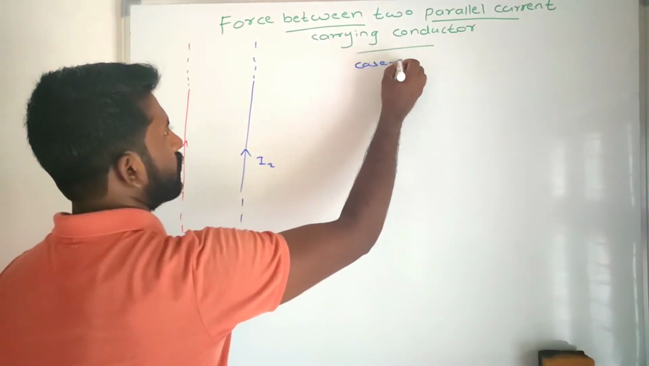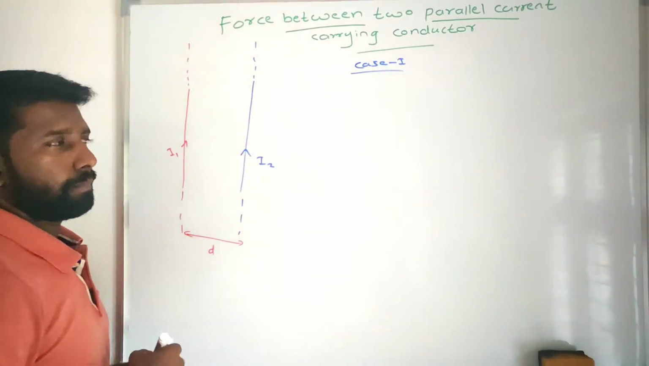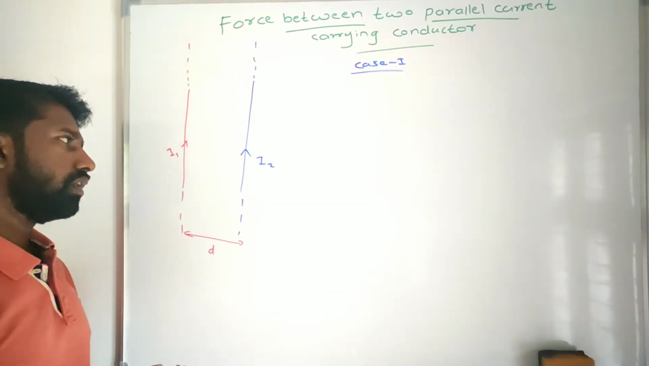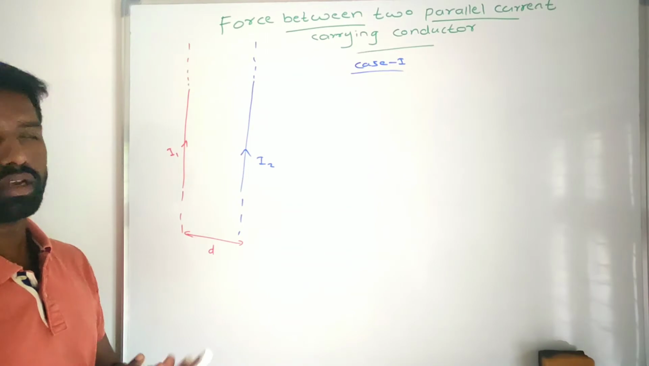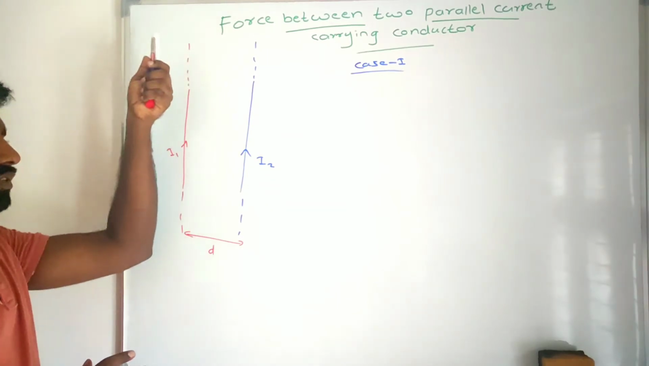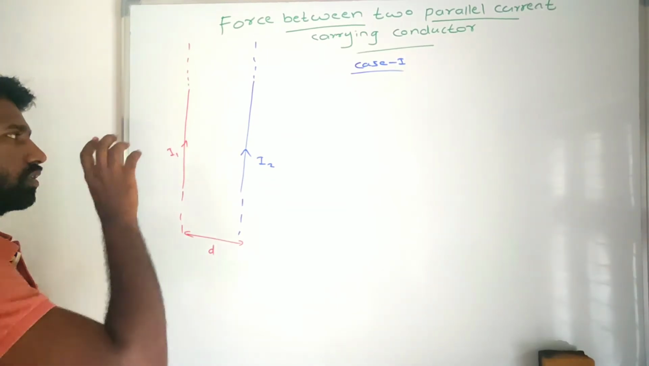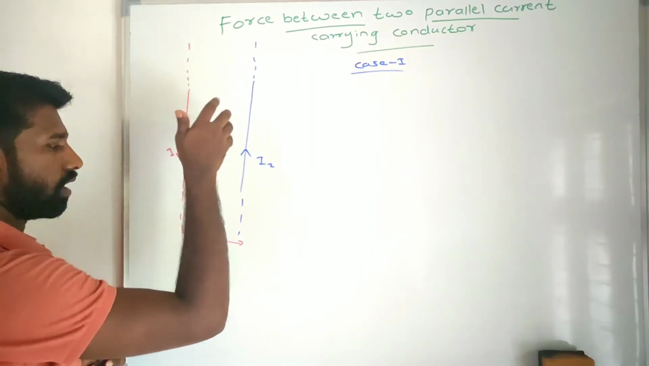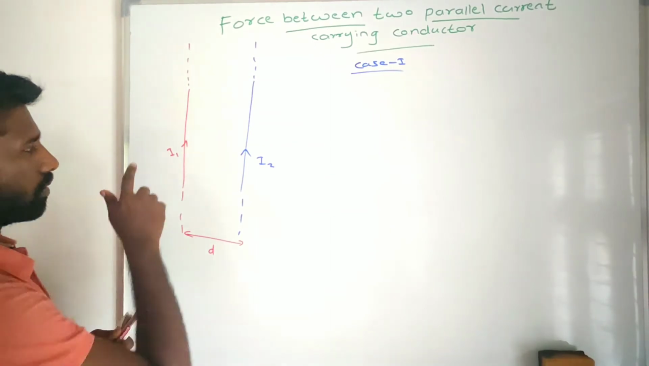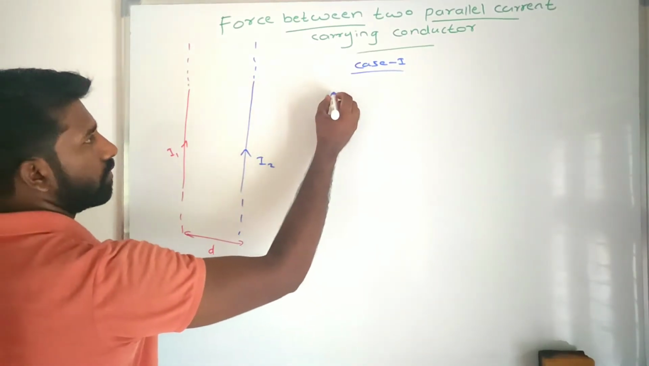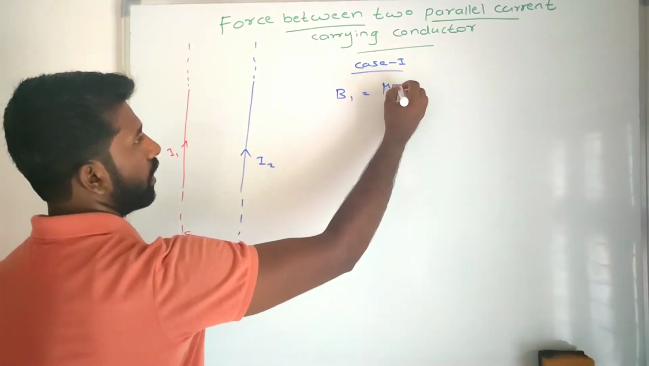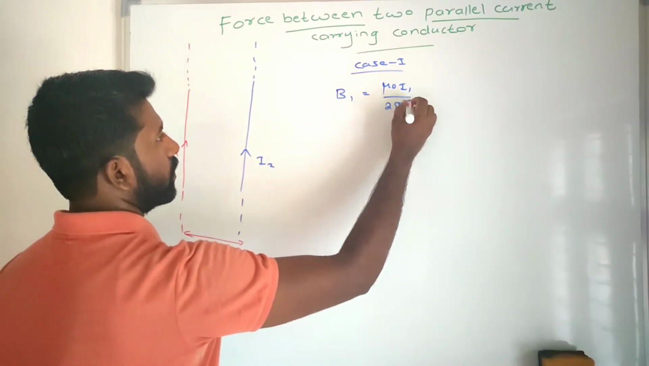In case 1, the first current carrying conductor produces the magnetic field. In that magnetic field, the second current carrying conductor is situated. That means the first conductor is an infinitely long conductor, and it produces a magnetic field at here, that is at distance d. So what is the magnetic field? The magnetic field produced by the first current carrying conductor I am taking as B1. B1 is equal to mu 0 I1 divided by 2 pi d.